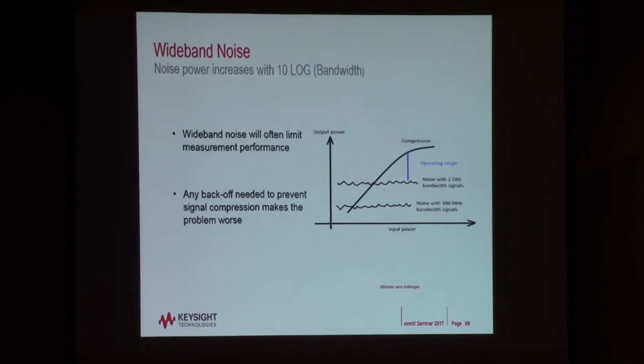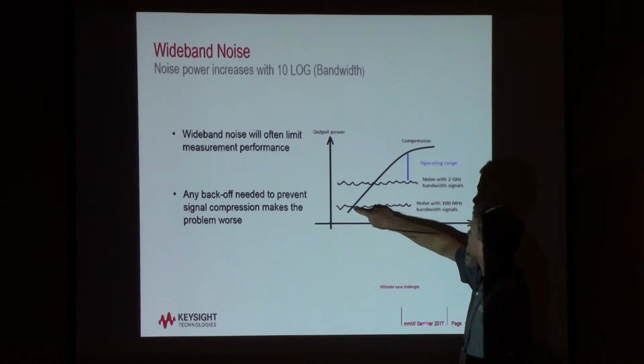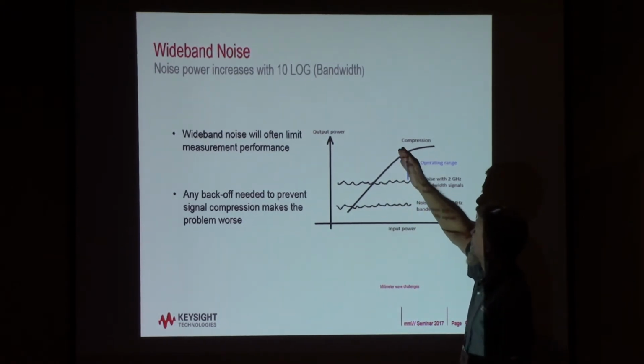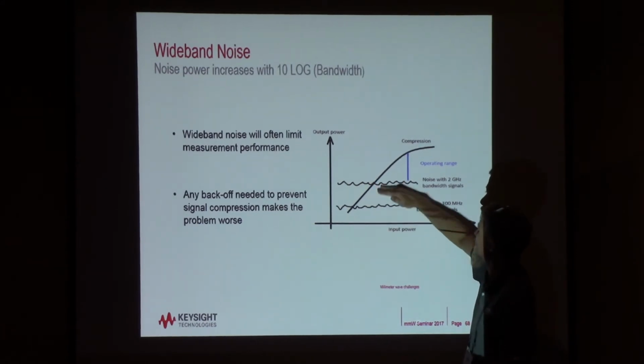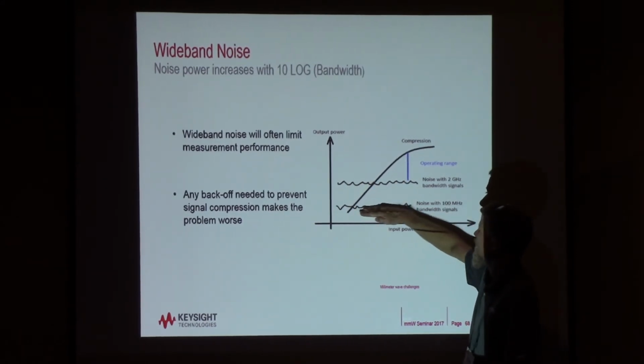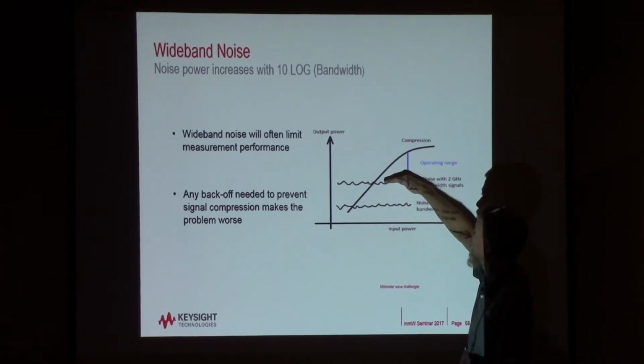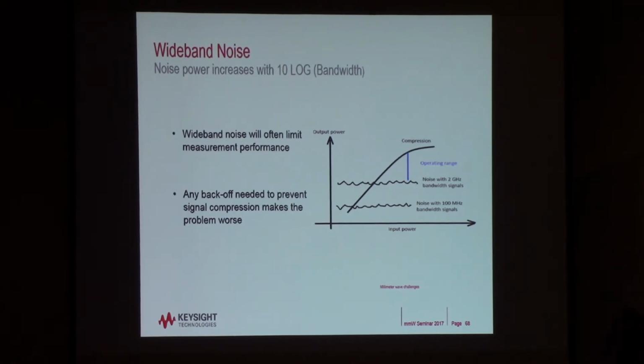Okay, so we put those two things together, the crest factor and the wide bandwidths. Here's a line showing the compression point, and we want to stay somewhere below that, and here's the overall noise level. If we have a narrow bandwidth signal, we can have this much dynamic range, but if we're having a wider bandwidth, then our total range is going to be greatly reduced.